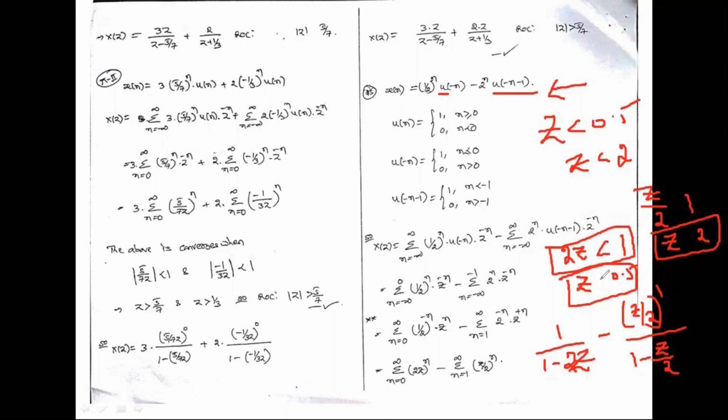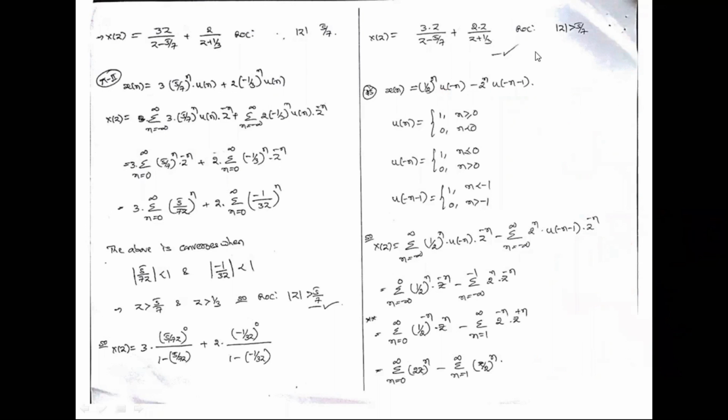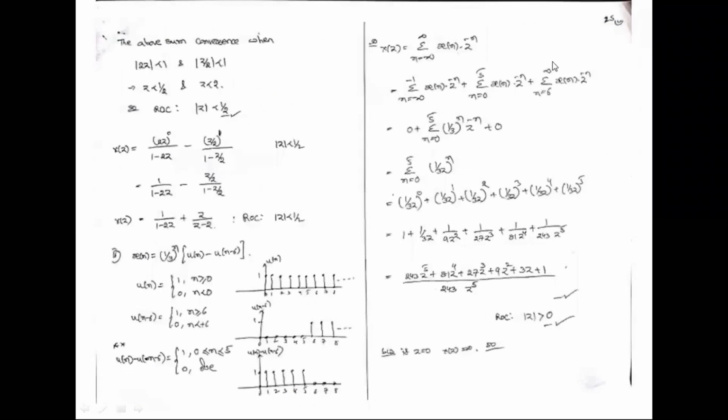z is less than 0.5 and z by 2 less than 1, z is less than 2. Got it? Whichever is overlapping means, here the 2 is there and here the 0.5. So overlapping occurs below the 0.5 only. So take that as the ROC. z is less than 0.5. The ROC is z is less than 1 by 2.